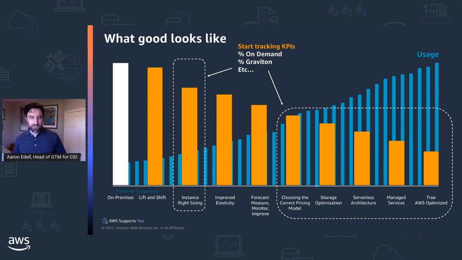So you're going on this journey, and as you explore and implement them, your unit costs are going to be going down. And you notice that this graph has arrows with dotted outlines circling bits, and it says start tracking KPIs, percent on demand, percent Graviton, etc. This is from my presentation where we talked about the new KPI dashboard, because you do need to track this.